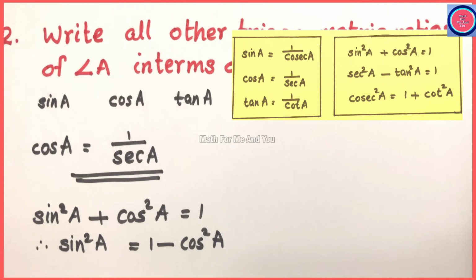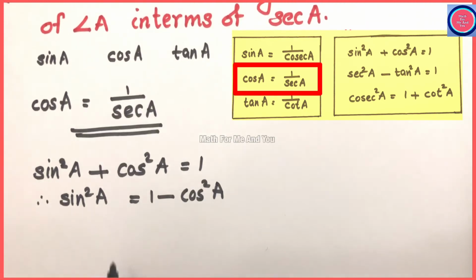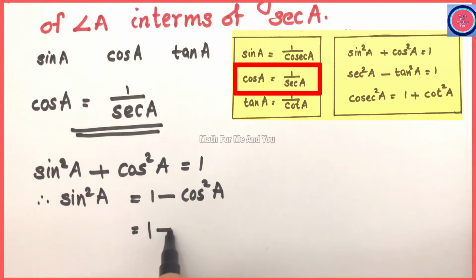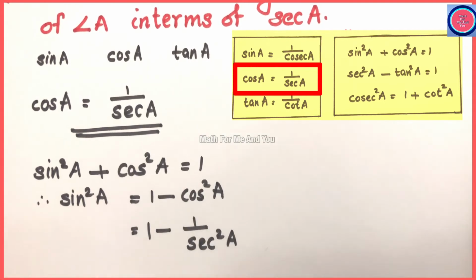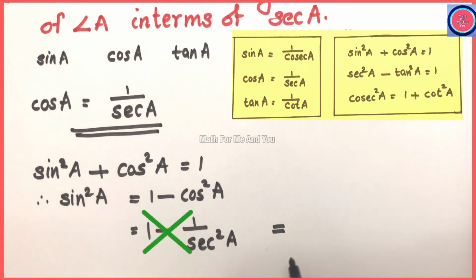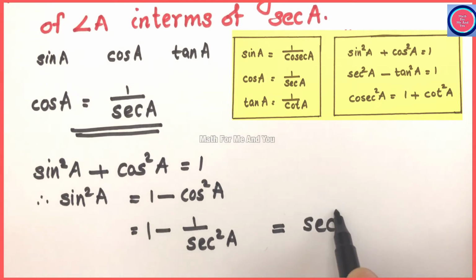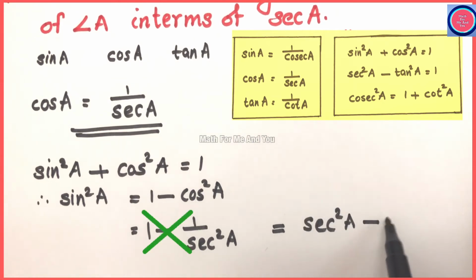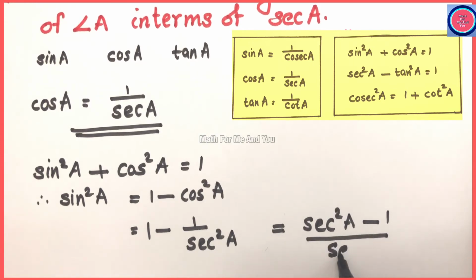Here we can change cos square in terms of sec square. Cos A equals 1 divided by sec A. Therefore, cos square A we can write as 1 divided by sec square A. And we get on the right side 1 minus 1 divided by sec square A. Cross multiply so that we get the same denominator, sec square A. We get the numerator sec square A minus 1, divided by sec square A. The left side is sine square A.